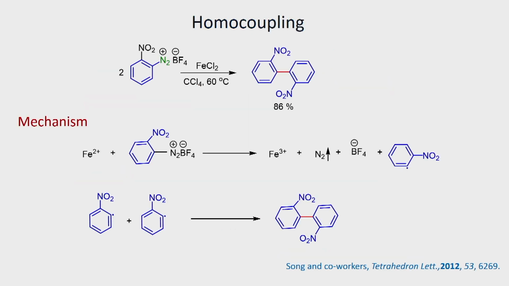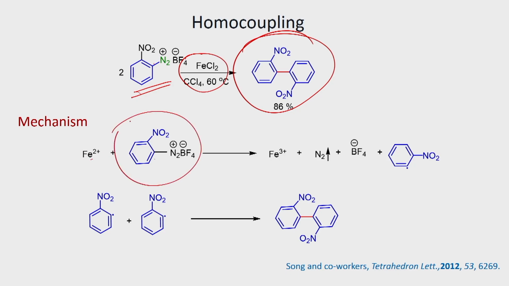Next one is the reaction of this nitrodiazonium salt. In the presence of FeCl2, it can convert into the corresponding radical, which can undergo dimerization. In this way you will get the biphenyl system. In the mechanism shown here, Fe2 can transfer one electron to the diazonium salt, where it will be oxidized to Fe3, and you will have the radical. This radical can undergo dimerization to give the CC coupled biphenyl derivative as the product.